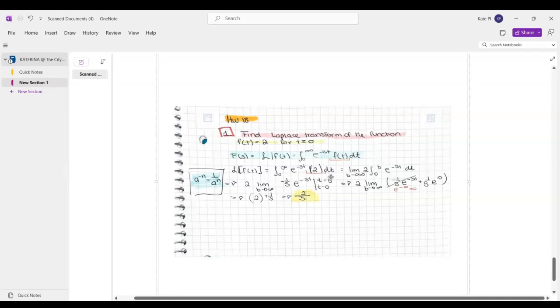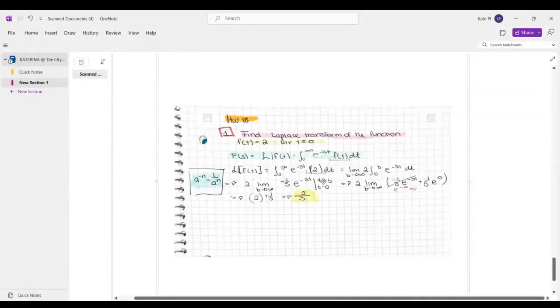We have an improper integral here, so we will take the limit with a dummy variable b going to infinity, and I took the 2 out and have the integral from 0 to b of e to the power of negative st dt. What I did next is I took the 2 out once again, and when we have e to the power of negative st, we just divide by negative s, and then it's, oh my god, sorry, I can see very poorly.